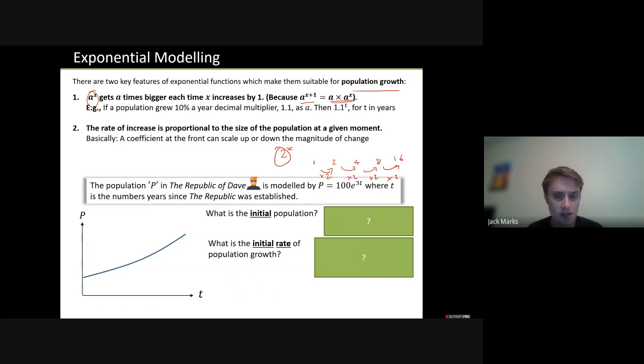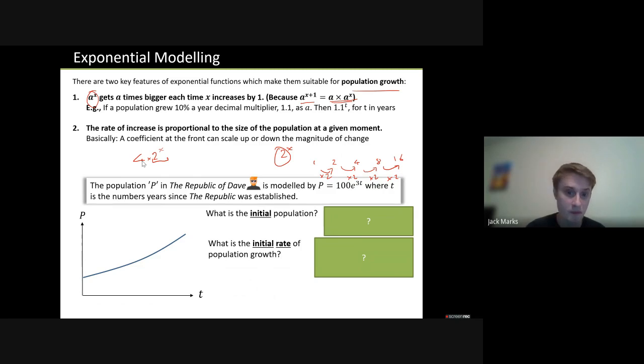So the rate of increase, so how much it increases, is proportional to the size of the population at a given moment. This is quite wordy. The best way to interpret this is that a coefficient at the front can multiply up or down the amount of change. So for example, if you have 2 to the x, okay, it means doubling, right? But if you have, say, a 4 there at the front, well, BIDMAS means that you will do that part there, and then whatever it is, it will get multiplied by 4.